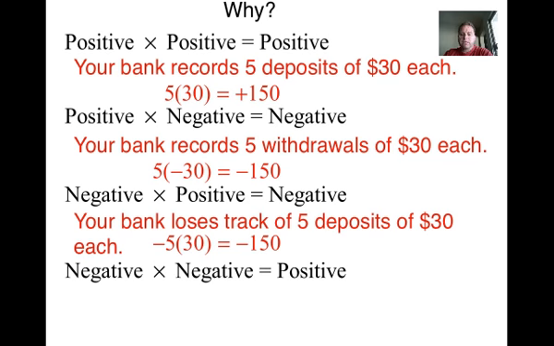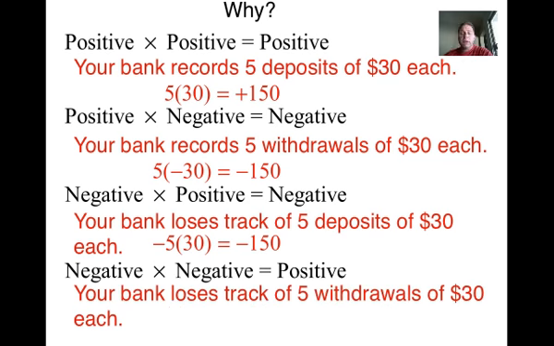Now here's the negative times a negative equals a positive. So think of it as your bank loses track of you taking money out. So you're taking money out, say you have $200, you take $30 out, your bank says you still have $200. It's not very ethical, but that's kind of a nice thing. You're basically getting free money. That would be a positive. And we're not going to talk about how that's basically stealing. This is make-believe, so cut me a little bit of slack here.